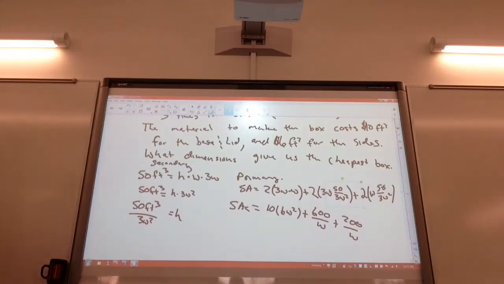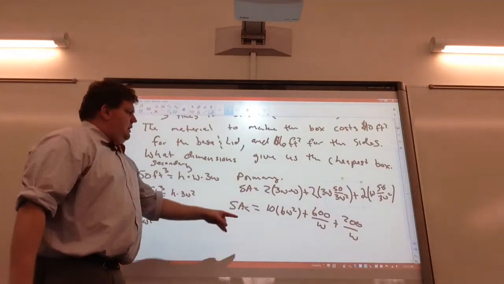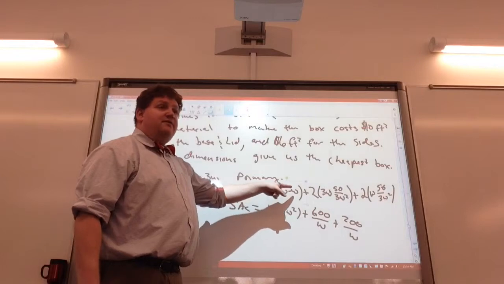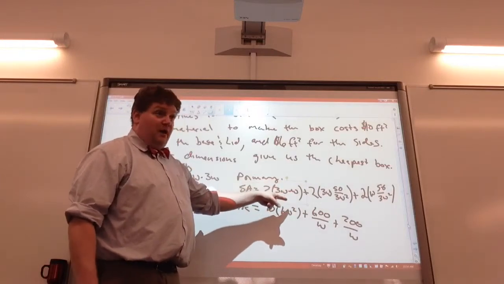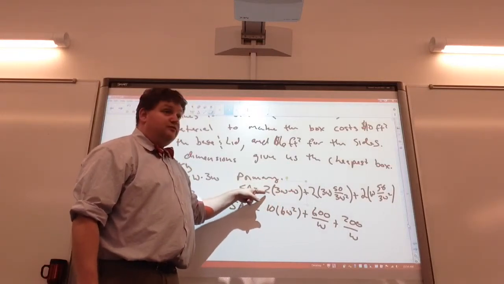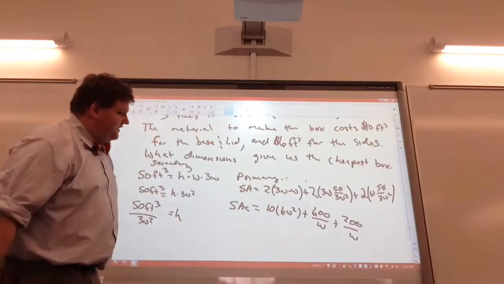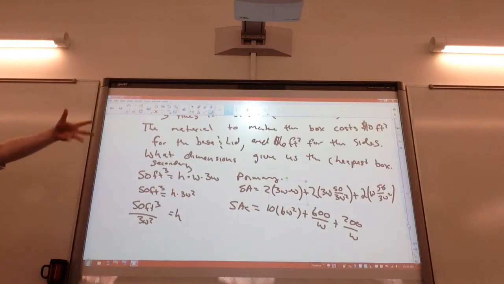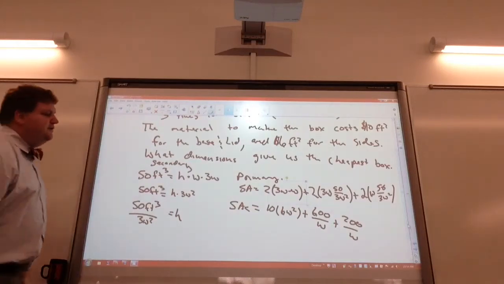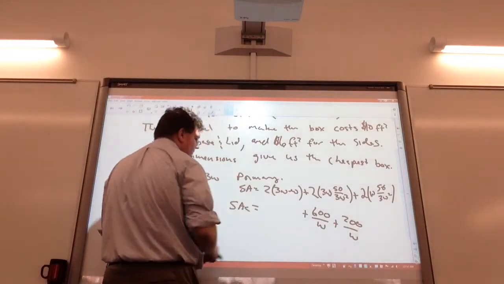Why is the first one 6W squared? So what's your cost? 3W times, so it's 2 times 3W times W. 2 times 3 is 6, so it's 6W squared. And I didn't fully multiply out, so it's 60W squared. We fully multiplied out. So let's go ahead and do that, 60W squared, okay?